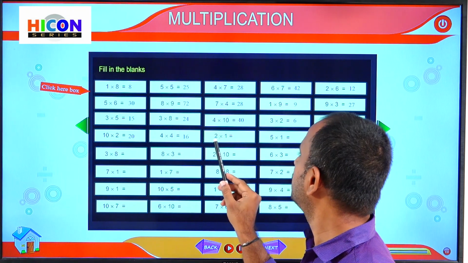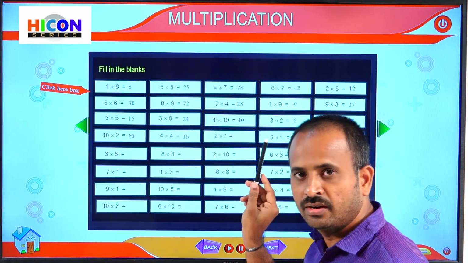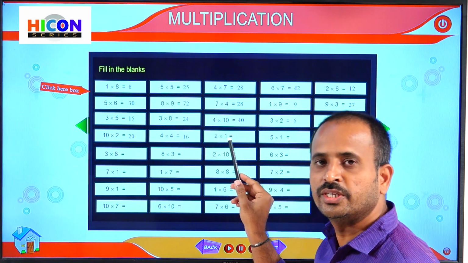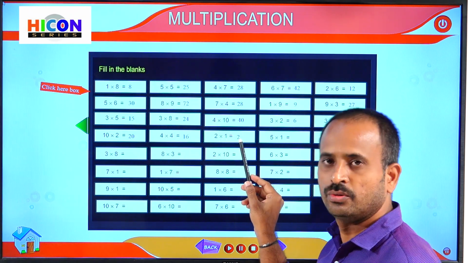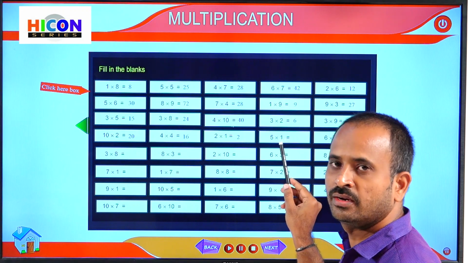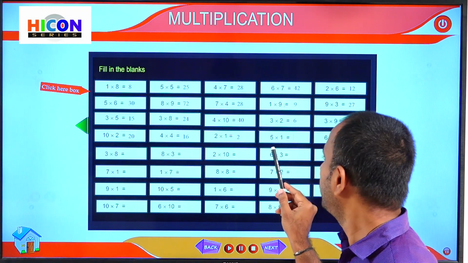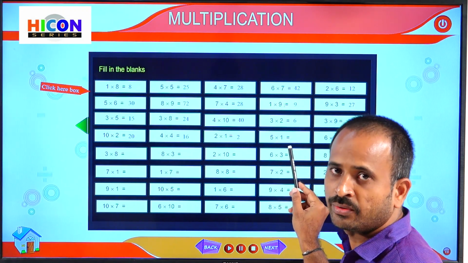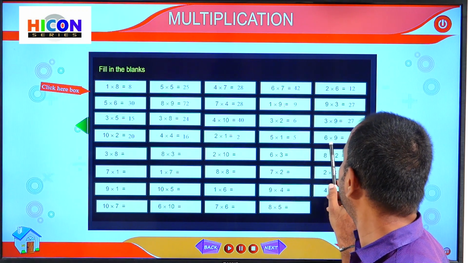See the next one here, children. 2 into 1, that is 2 1 jar. 2 1 jar, how much? 2 1 jar, 2. And see the next one. 5 into 1, that is 5 1 jar. 5 1 jar, 5. So see the next one, children.